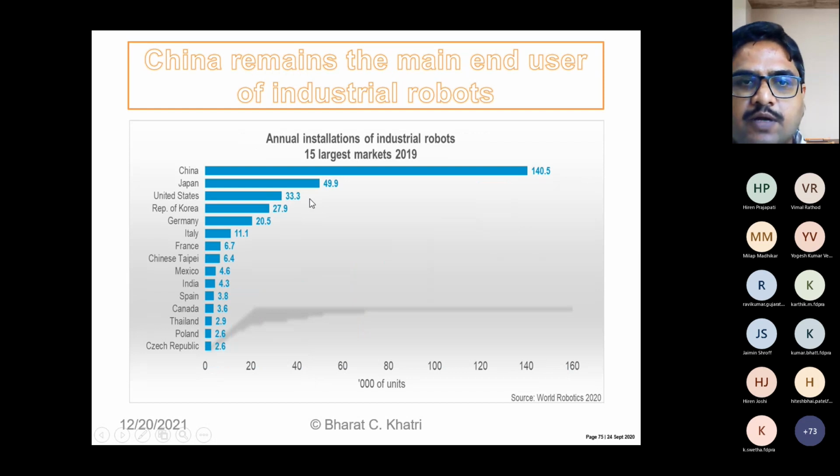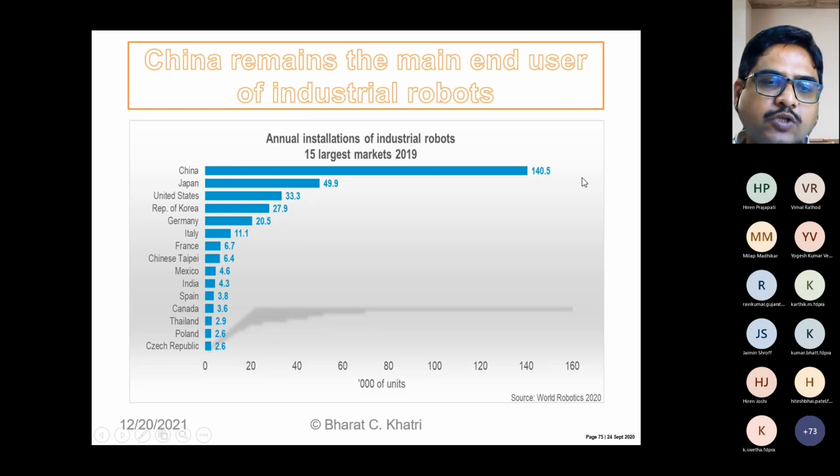Now let's see where these robots are installed worldwide. You'll find that China is the fastest growing market, installing 1,40,000 robots yearly. The next one is Japan, with 49,000. And here India is standing, with 4,000 robots installed annually in 2019. This is the data of 2019.